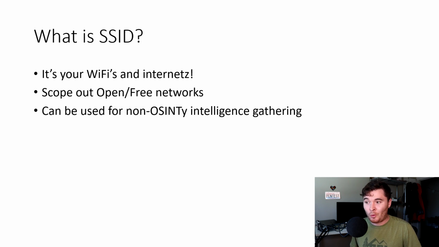It allows you to scope out open and free networks. So if you're doing recon on a particular area, you can click on freenet. We'll get into that in a little bit. And view unprotected networks, and that might be a pivot point for you to get onto the network, pull some stuff down. That's not OSINT doing that attack, but gathering that recon is. And it can also be used for non-OSINT intelligence gathering.